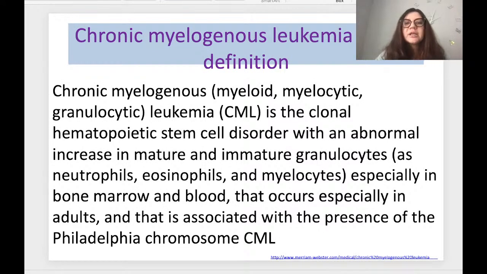Next type is chronic myelogenous leukemia. Let's give a definition. Chronic myelogenous leukemia, or myeloid, myelocytic or granulocytic leukemia, is a clonal hematopoietic stem cell disorder with an abnormal increase in mature and immature granulocytes such as neutrophils, eosinophils, and myelocytes, especially in bone marrow and blood. It occurs especially in adults and is associated with the presence of the Philadelphia chromosome.